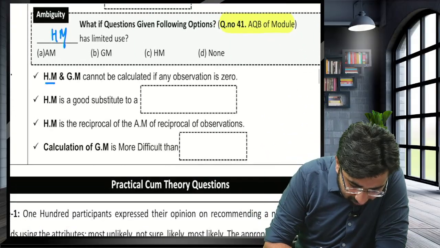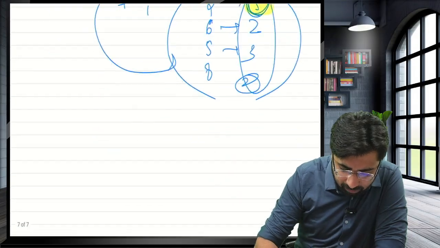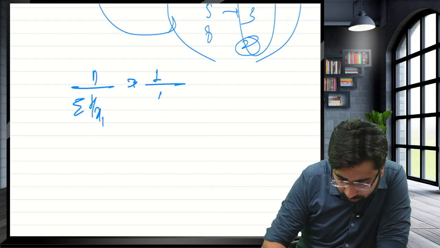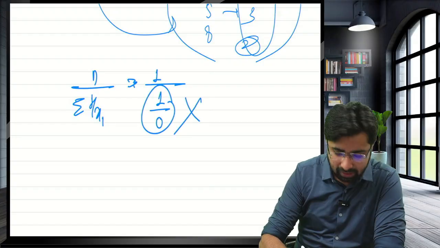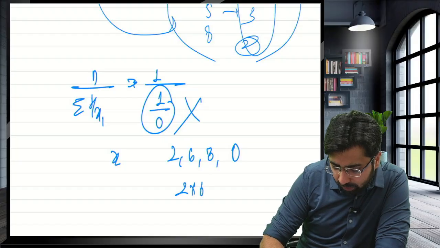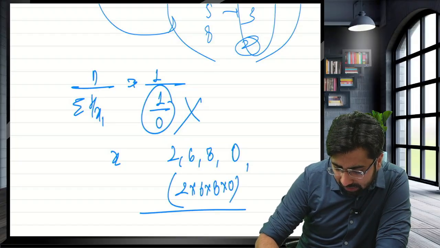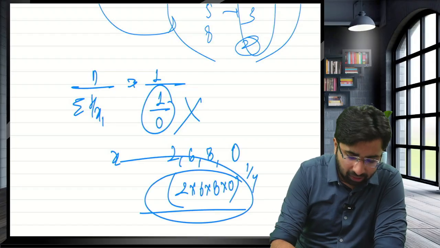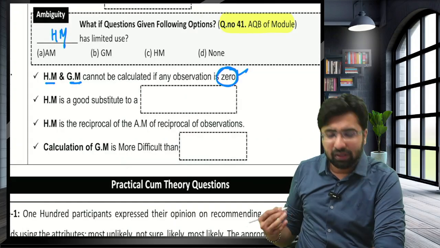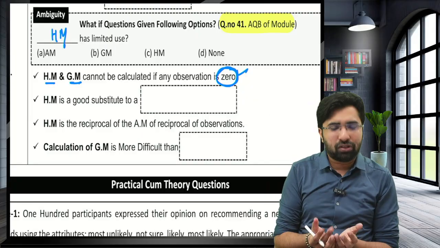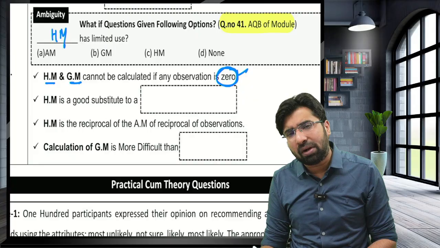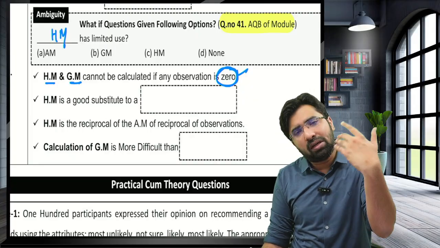If any observation is 0, what is our harmonic mean? N upon summation 1 upon xi. If any observation is 0, you have to write 1 upon 0, and this is not defined. To calculate the geometric mean, if any observation is 0, you have to multiply, and if you multiply anything with 0, the entire answer will be 0. So if any observation is 0, we cannot calculate HM, and GM will be 0. Even if you calculate the GM, you will get 0. So we also say GM cannot be calculated.